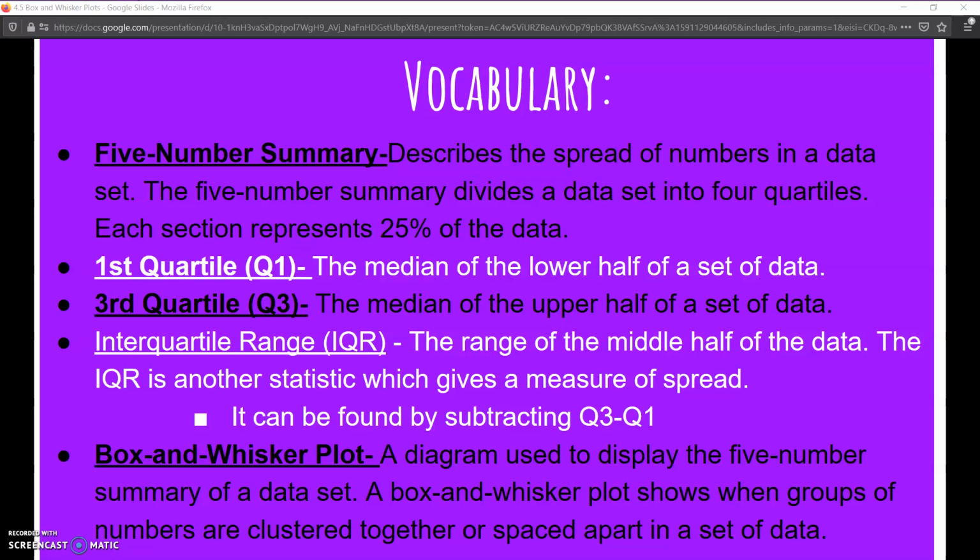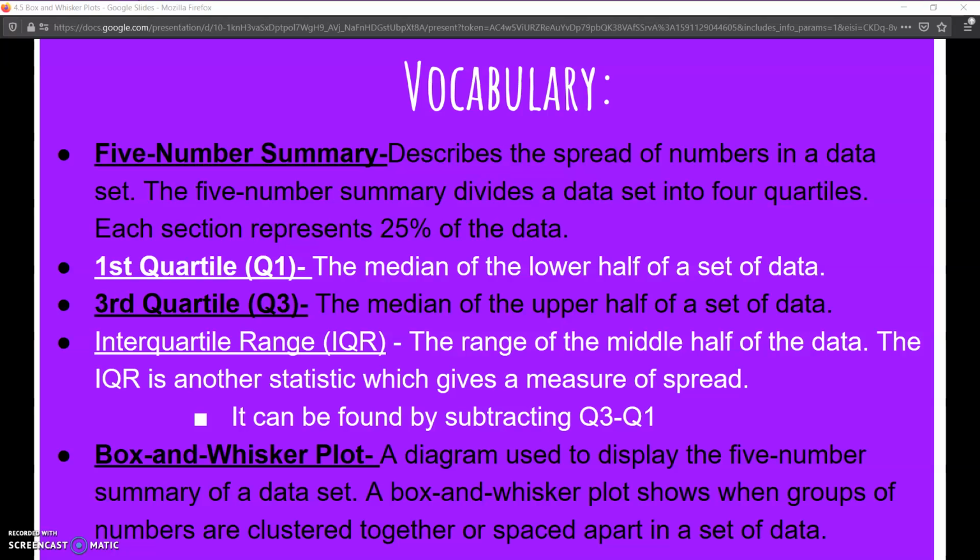A 5-number summary is exactly what it sounds like. It is a set of 5 numbers that summarize a set of data. This describes the spread of numbers in a data set. The 5-number summary divides the data into 4 quartiles. Each section represents 25% of the data. We know 25% equals what fraction? 1/4, which is also called a quarter. 4 quartiles is 4 quarters. The 5-number summary divides up your data into 4 quarters.